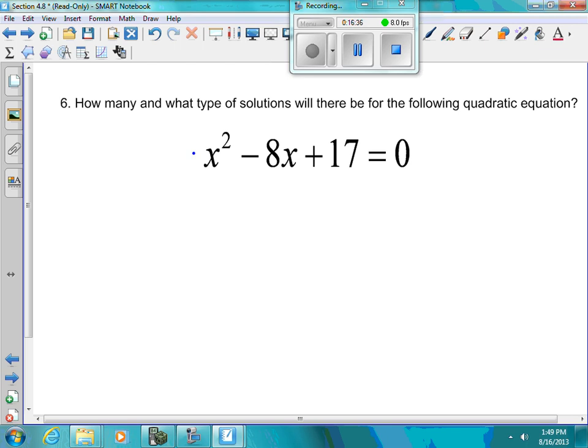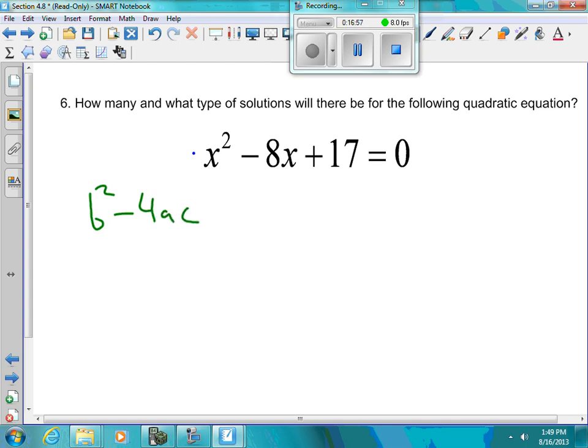Okay, let's look at this example. How many and what type of solutions will there be for the following equation? Now, we could graph this and see if it crosses or not. I would suggest checking that, but let's just use the discriminant method now. Then I want you to go back, plug it in your graphing calculator, and see what happens.